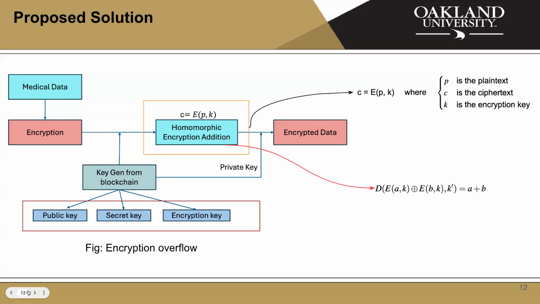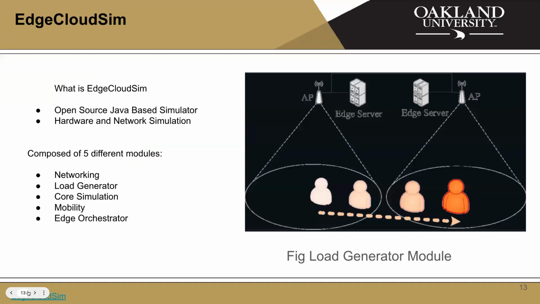So it is shared with the public key through another data owner level edge servers. And that hash function we are tentatively going to use is a SHA hash function. So next, our fellow member will discuss the Edge Cloud Sim.